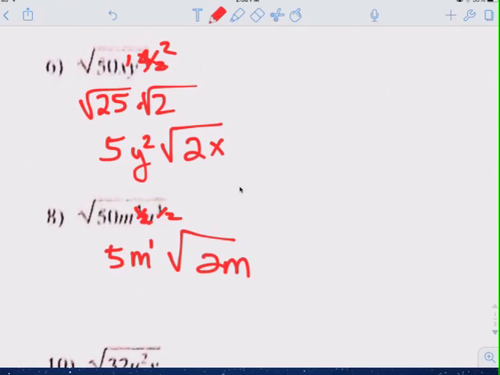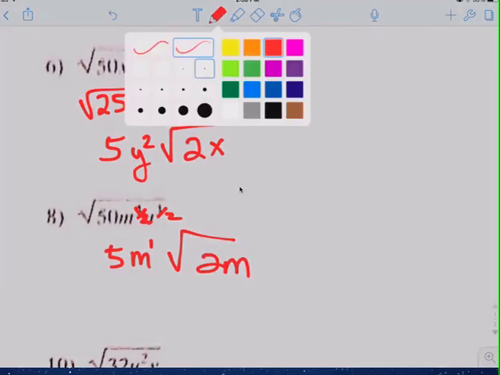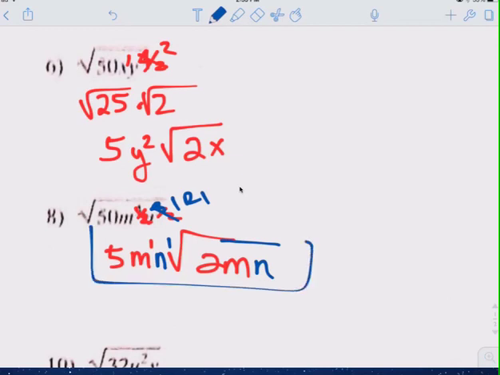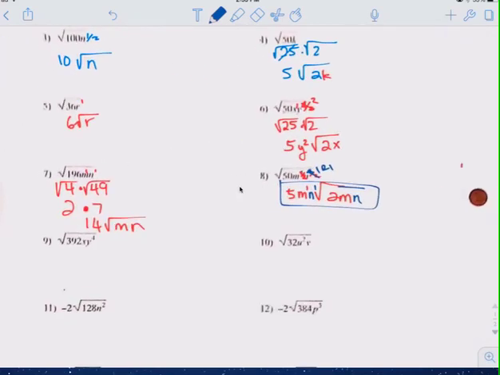So how about n? Do the same thing, actually. Yeah, so it's the same thing, right? This is 3, that becomes 1, remainder 1. So n to the first, remainder 1 remains inside. Got it? It's easy, right, with the exponent?